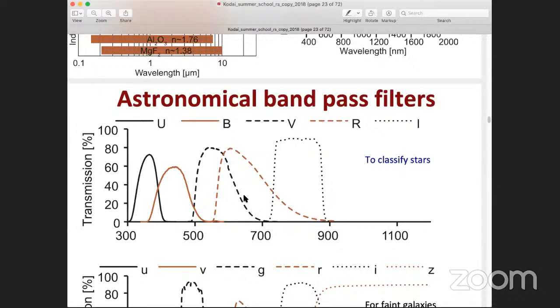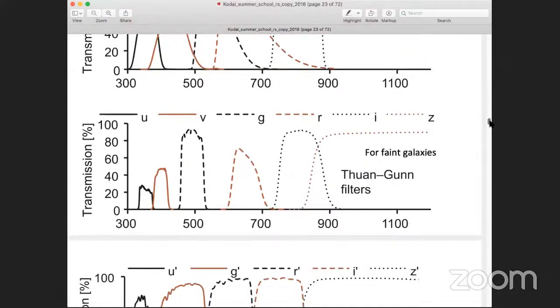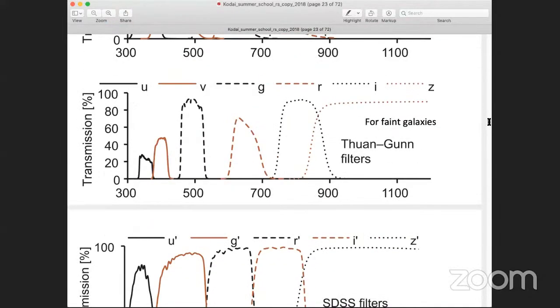Basically these help us to identify and classify stars. If a star is observed in B band as well as in V band, and it appears very bright in B and less bright in V, you can say that it's a kind of B star. It has a maximum flux in that wavelength. So in that context they are used directly to classify the stars. And there are different kinds of filter systems; this is another example, the Thuan-Gunn filters.